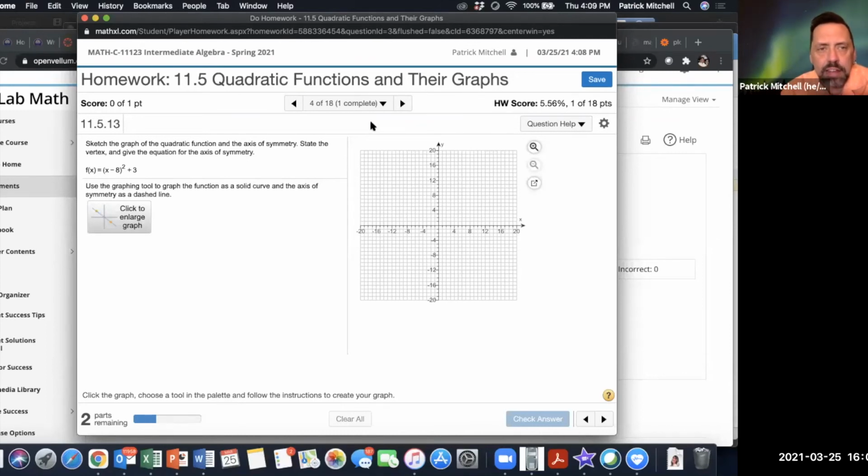All right. So the next example in the homework is number 4. It's the same problem. This time the function is f of x equals (x minus 8) squared plus 3. All right. So let's switch over to the tablet.